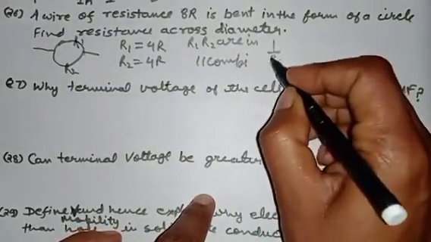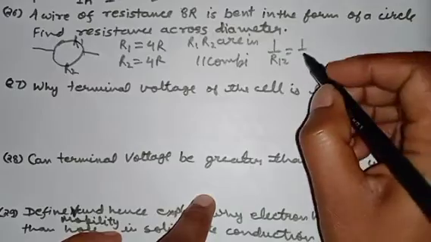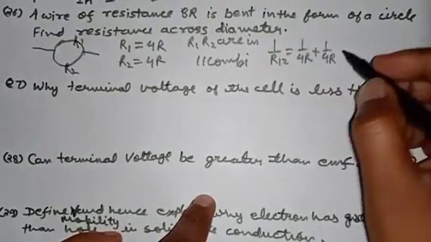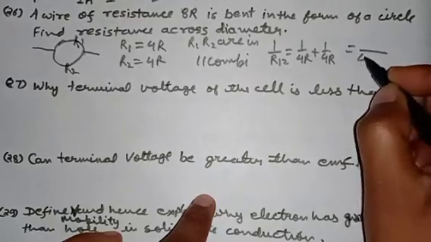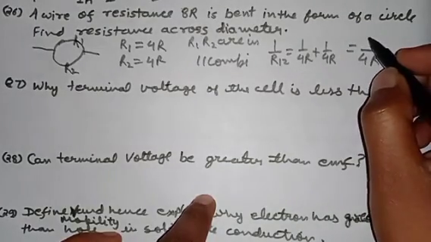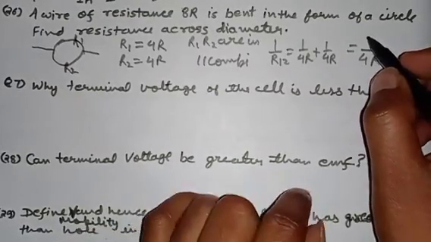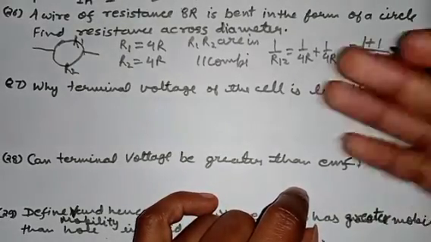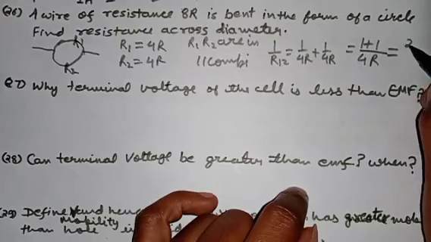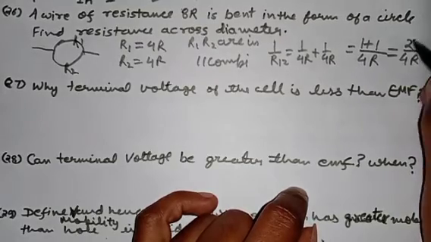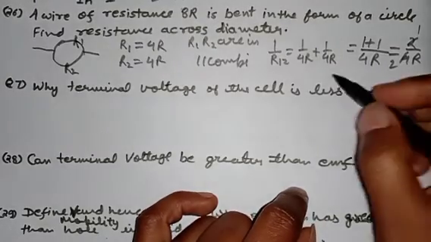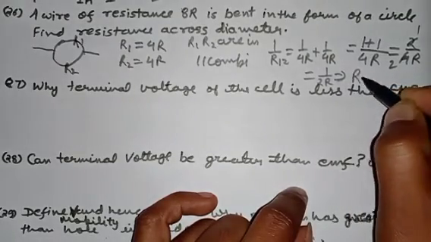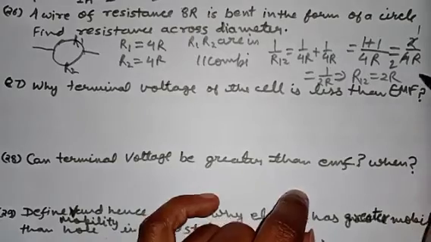So 1 upon R12 is 1 upon R1 plus 1 upon R2, which is 2 upon R plus 2 upon R. Well, this series parallel is not included in the syllabus this year, but still I am doing it because it can be asked in some other way. So don't trust fully on CBSE. So R12 is equal to R/4.